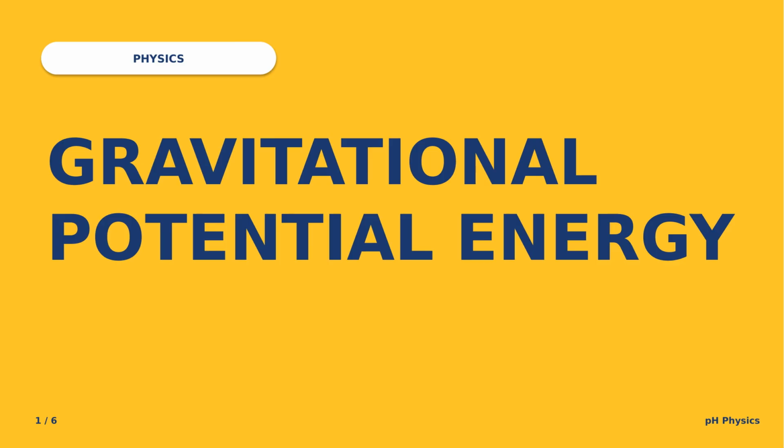Today's explainer is gravitational potential energy, the energy stored in an object due to its height. Gravitational potential energy equals mass times g times height. By the end of this video, you'll know how it converts to kinetic energy when you fall.